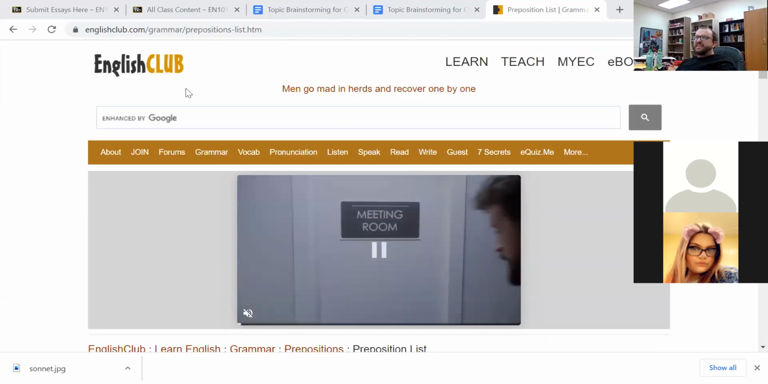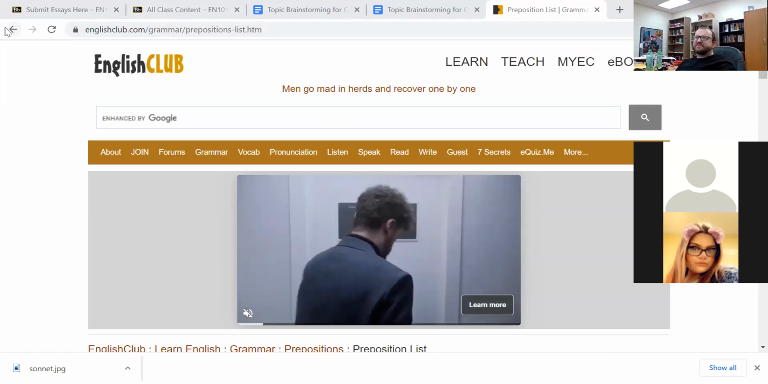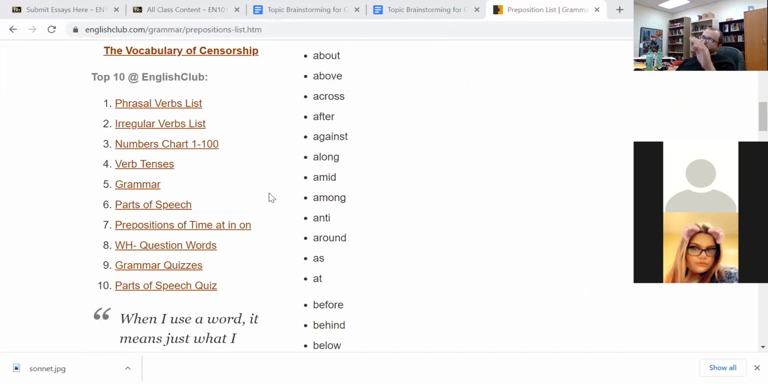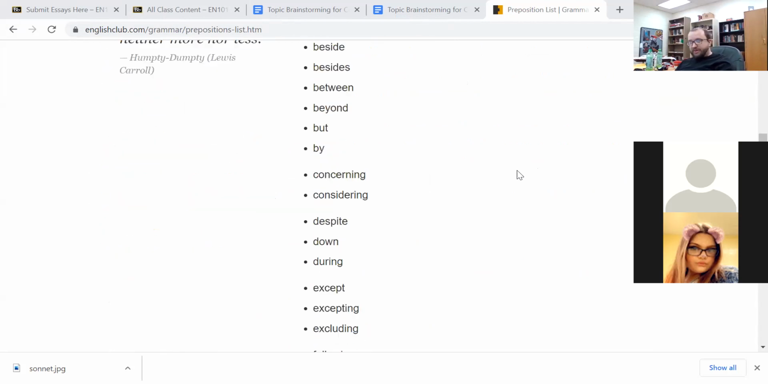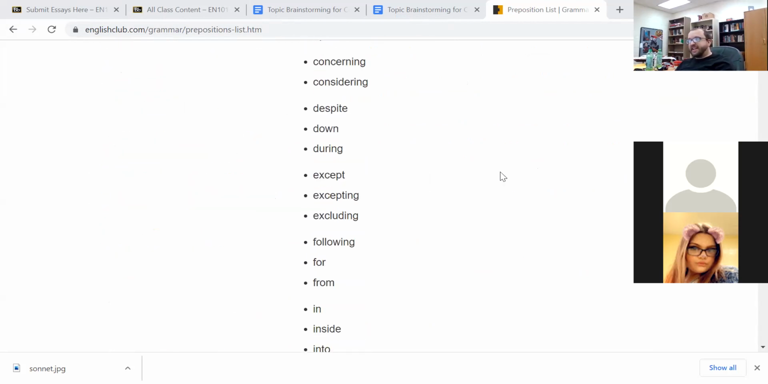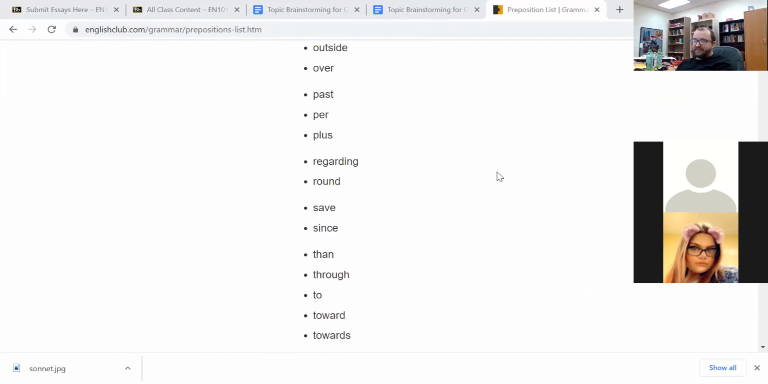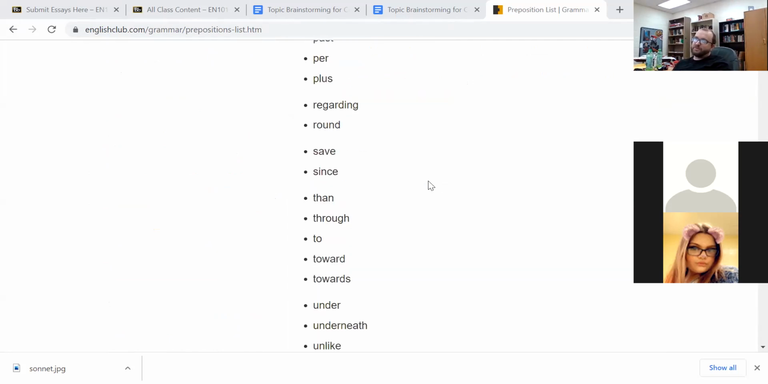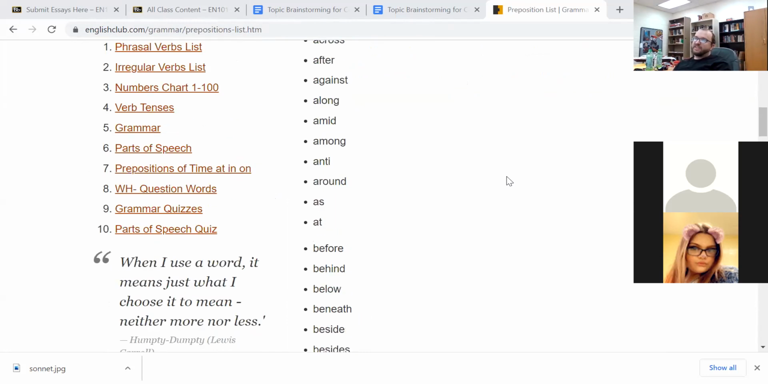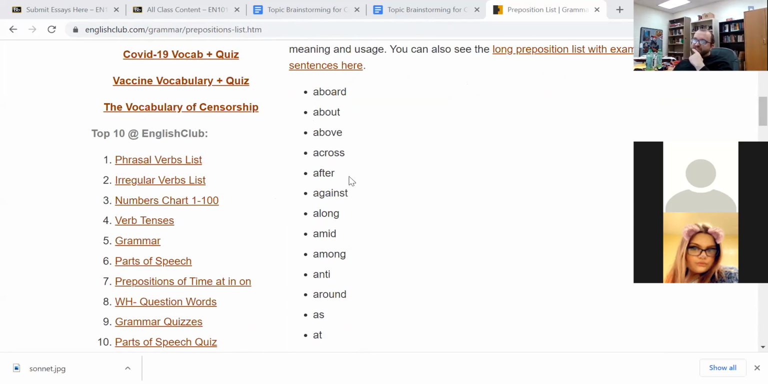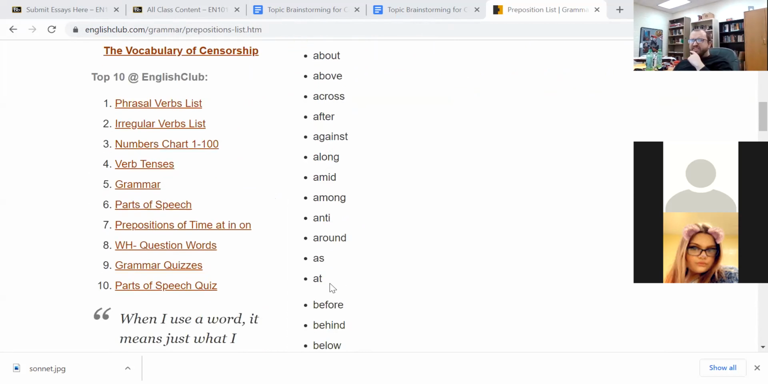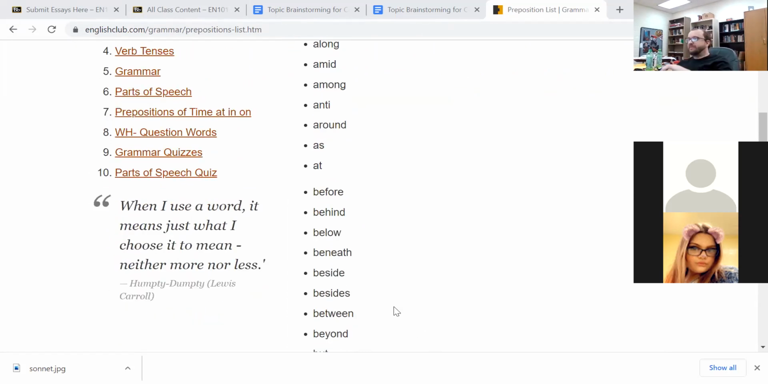So prepositional phrases. Anytime that you start a sentence with a prepositional phrase, you're supposed to put a comma at the end. In order to know what a preposition is, you kind of have to know the different ones. So there's a big list that I pulled up here. Different types of prepositions: after, above, aboard, at, before.